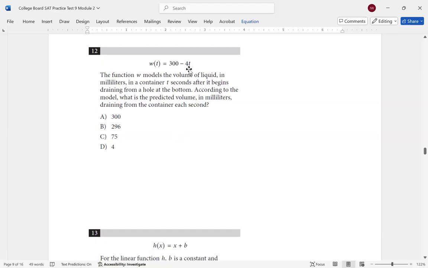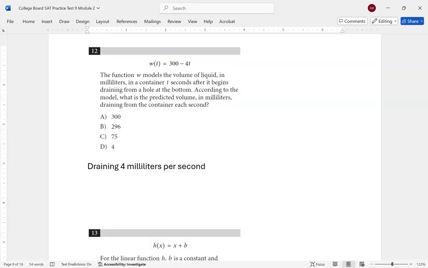And then when T hits 1, 4 milliliters go away. When T hits 2, 8 go away. So every single second, we're losing 4. Another way to think of this is that the slope is -4. So we're draining. If you notice that this is a linear function with slope of -4, that means we're draining 4 milliliters per second.